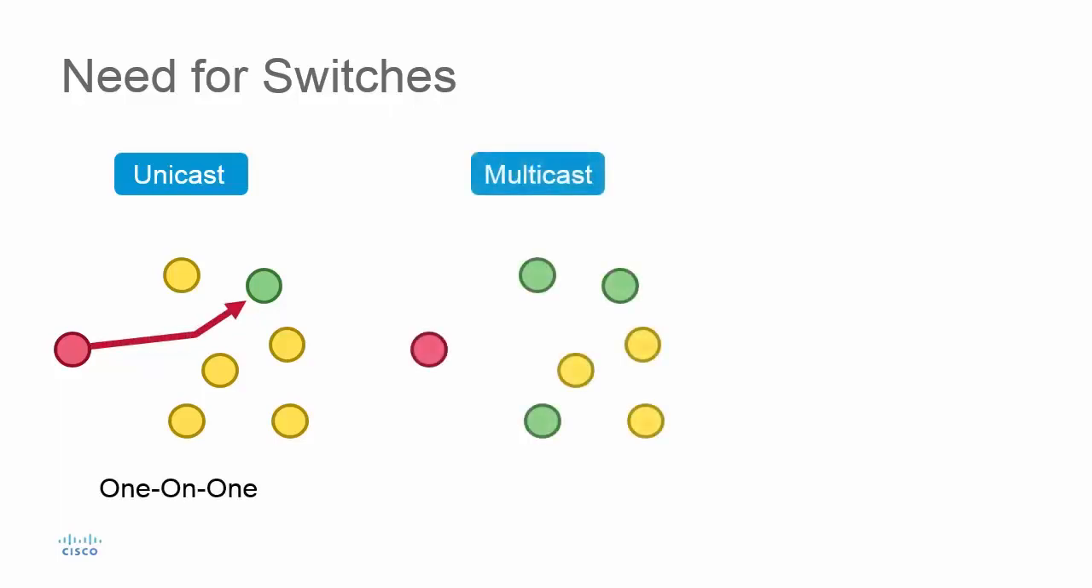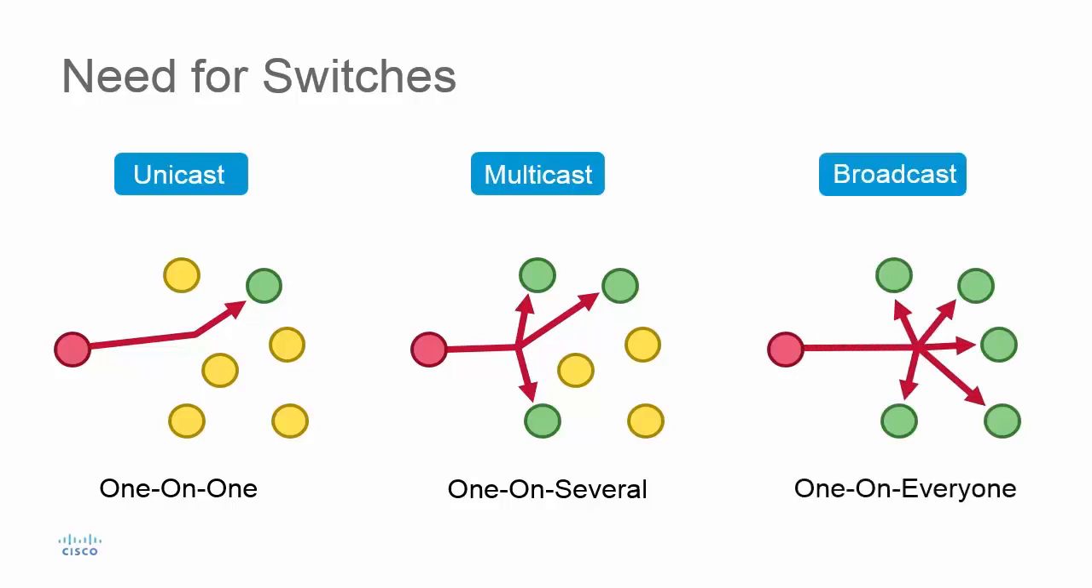Multicast is one-on-several communication. With multicast, we address a specific group of devices. Broadcast is a one-on-everything type of communication method. In this case, you want the whole network to know something, and you send that information in a broadcast message.